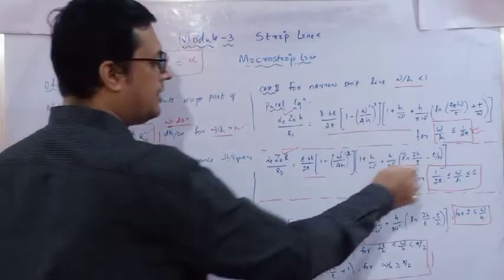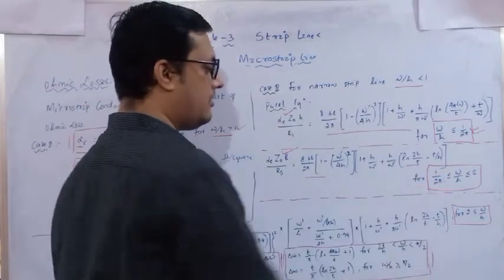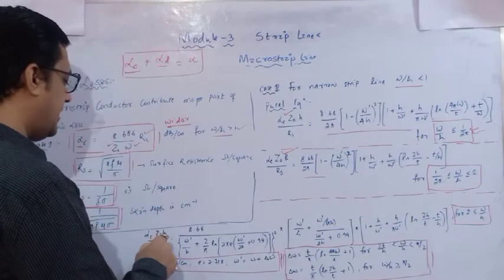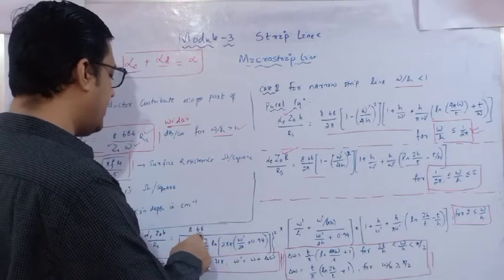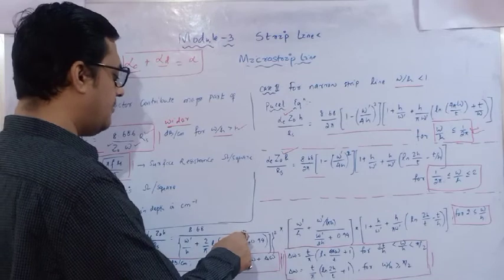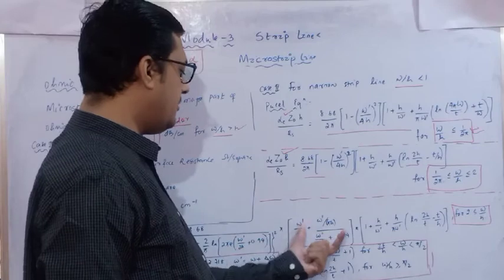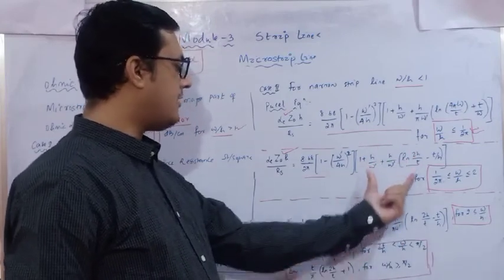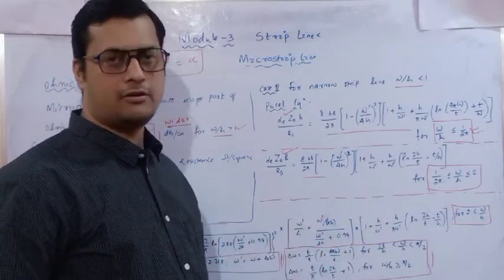Next, if the W by H ratio is greater than 2, then what happens? Then ZC, alpha C Z naught H by RS, which is nothing but W by H, 8.68 divided by W dash by H plus 2 by pi ln of 2 pi E W dash divided by 2H plus 0.94, whole into W dash by H plus this component, and the rest of the components remain as they are. So these are the additional factors which come into the picture.